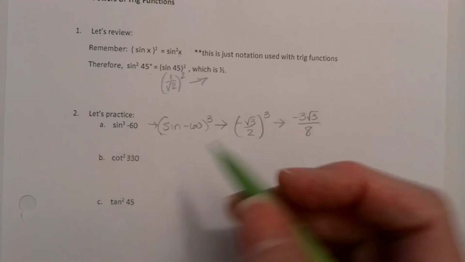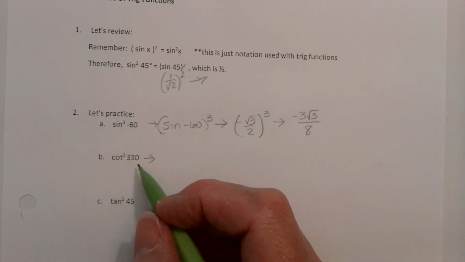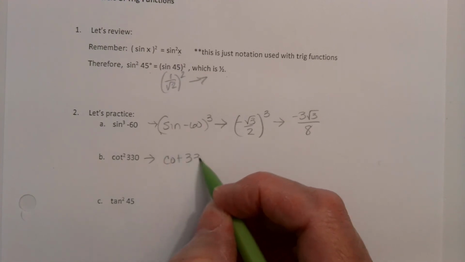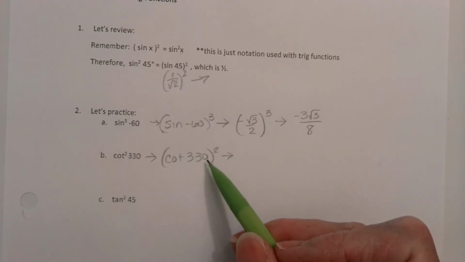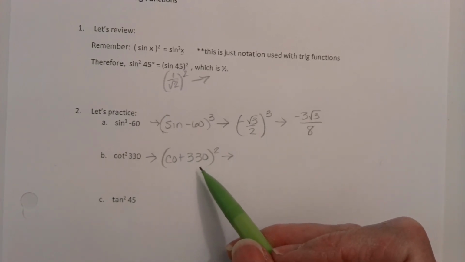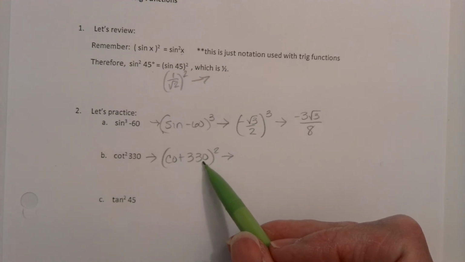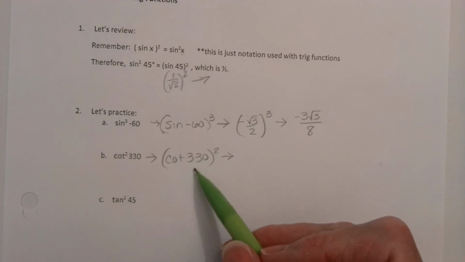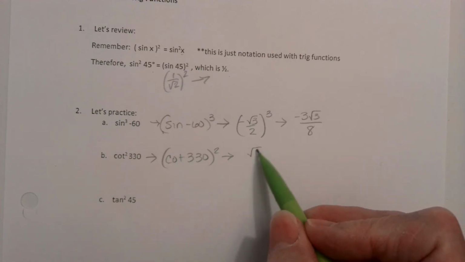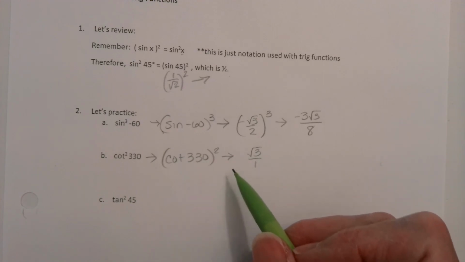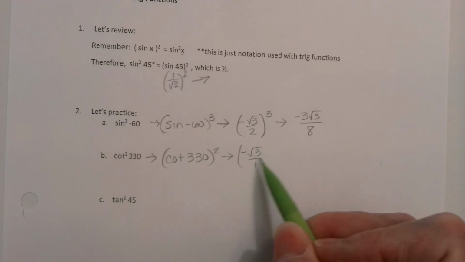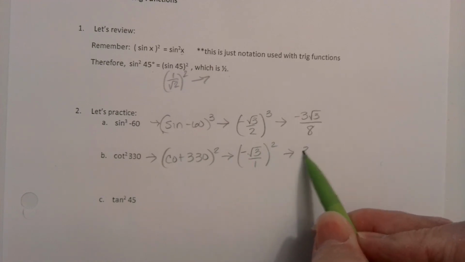Okay? So this one, the cotangent at 330, and then square it. So I know 330 is a 30-degree angle, okay? And tangent of a 30 is opposite over adjacent, which is going to be 1 over the square root of 3. But this is cotangent, so you got to flip it. So it's going to be the square root of 3 over 1. And 330 is in the fourth quadrant, so that means this is negative. Then you square it, and you get a 3.